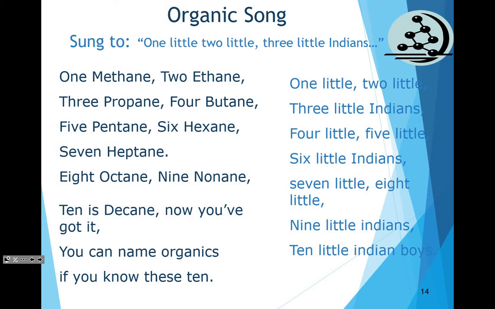Ready? 1 is methane, 2 is ethane, 3 is propane, 4 is butane, 5 is pentane, 6 is hexane, 7 heptane, 8 is octane, 9 is nonane, 10 is decane. Now you can name organic chemicals if you know these 10. So that's 1. We're going to do 2 more times.